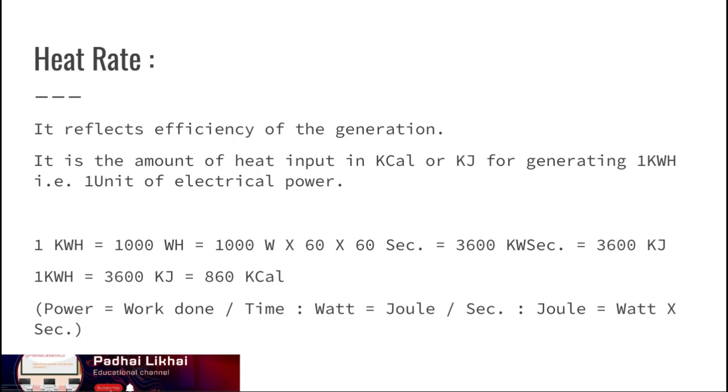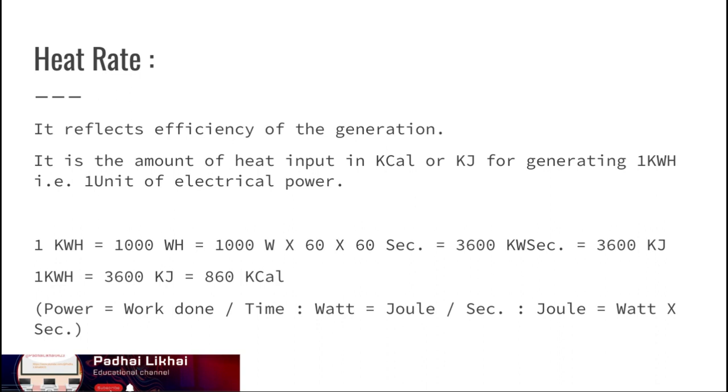So let's suppose there is a power plant A and there is a power plant B. If power plant A is generating 1 unit of electricity by consuming more heat, and power plant B is generating 1 unit of electricity by consuming less heat, then definitely the efficiency of power plant B is good, because the heat rate is low. So heat rate is inversely proportional to the efficiency of the power plant.